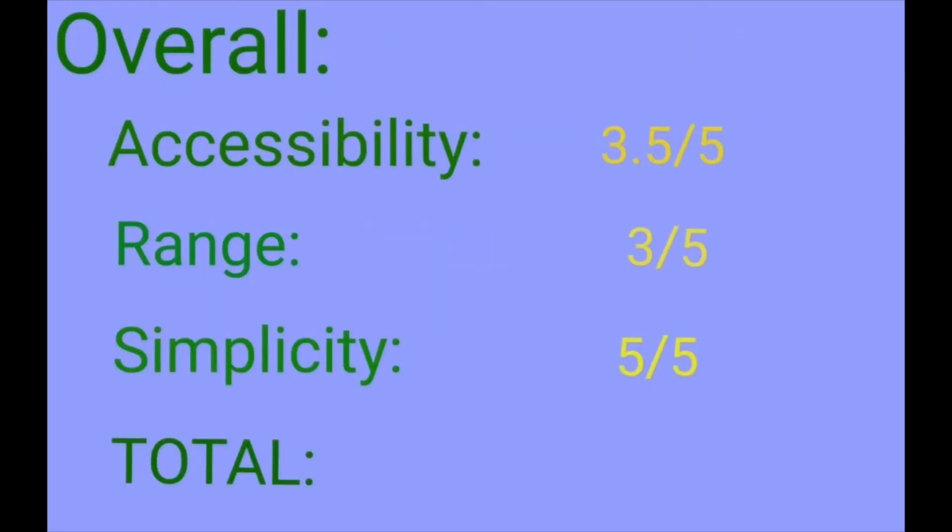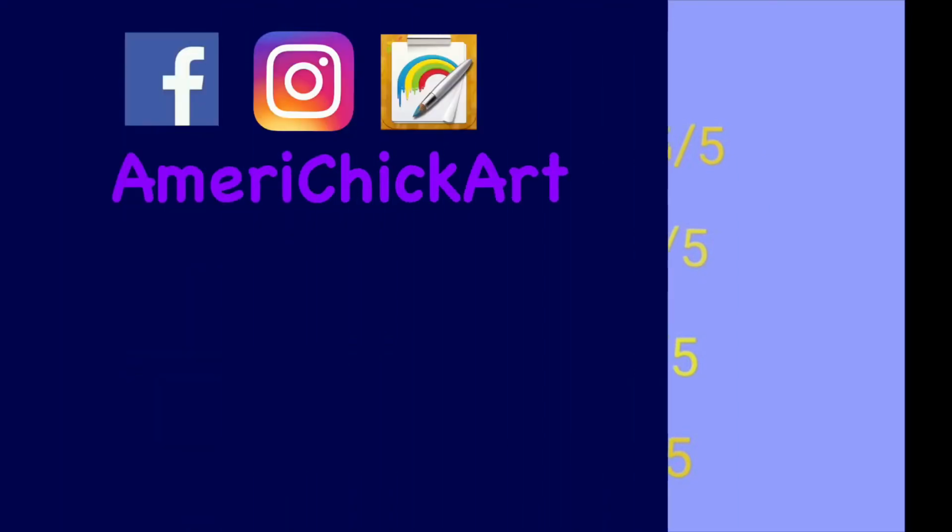So the overall grade is basically adding up all the scores from accessibility, range, and simplicity, and just totaling them up. The overall score for Kline Creative, Kline Studios lessons is 11.5 out of 15. If the lessons were to continue, if they were more complete, if they went through all the fundamentals and not just the shading and the composition, it would have been a little higher, maybe 13 out of 15.